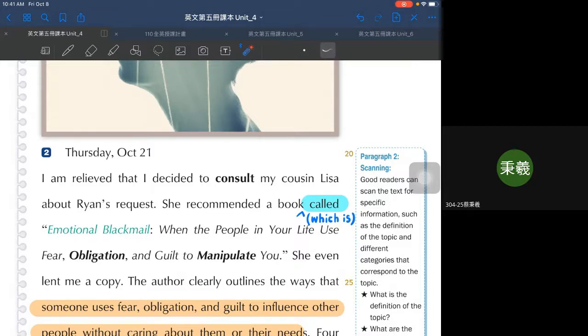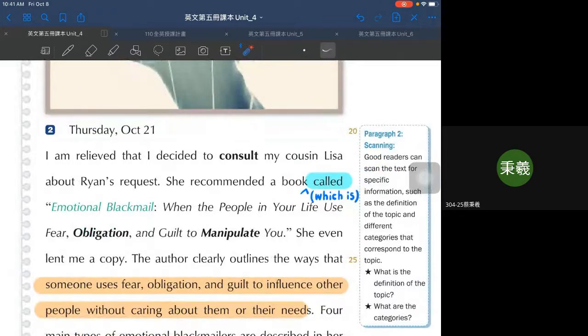And then I'm relieved that I decided to consult my cousin Lisa about Ryan's request. So you can underline the phrase here, consult someone about something. She recommended a book called Emotional Blackmail. You can also underline the phrase here, called. Originally, which is called emotional blackmail, and we can just omit which here.